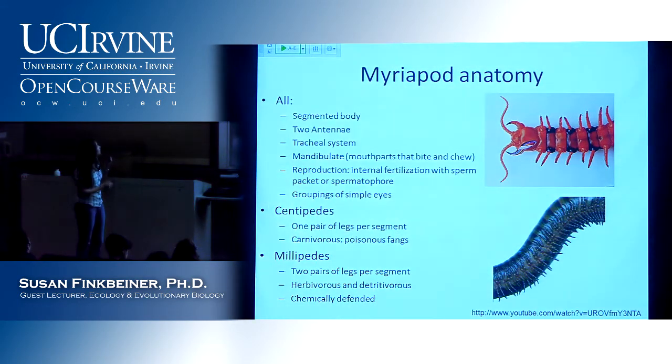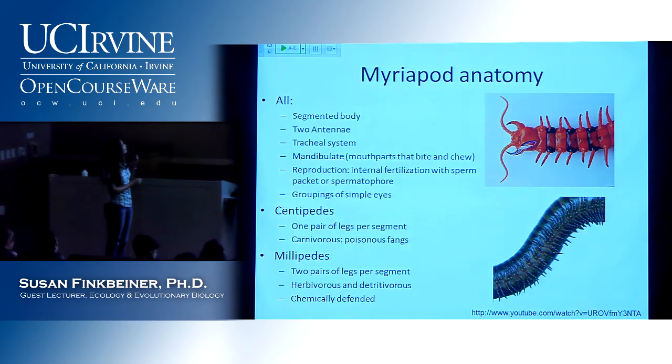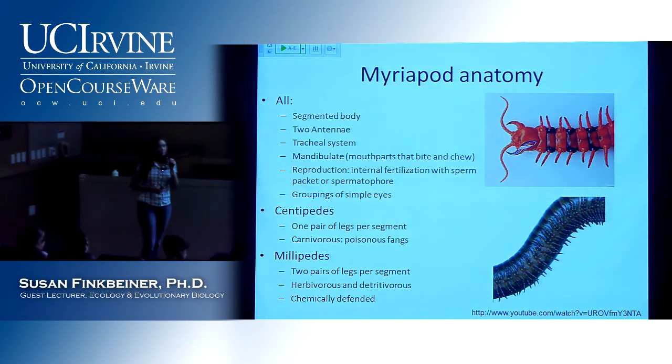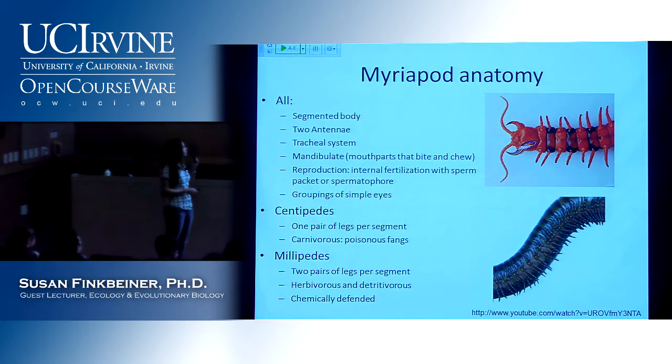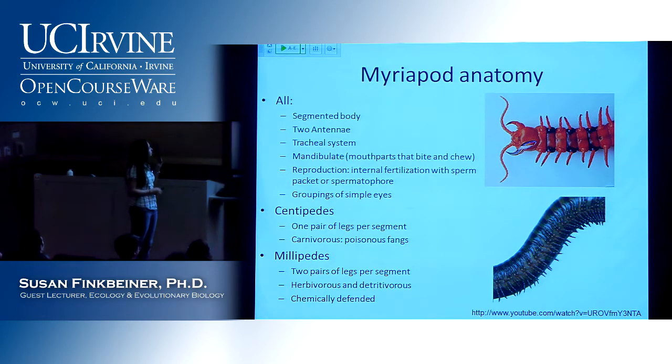There are a couple characteristics that you should know about these guys, but what I want to talk about on this slide is the major difference between centipedes and millipedes. Centipedes only have one pair of legs per segment, which is actually pretty obvious here. And then millipedes have two pairs of legs per segment.